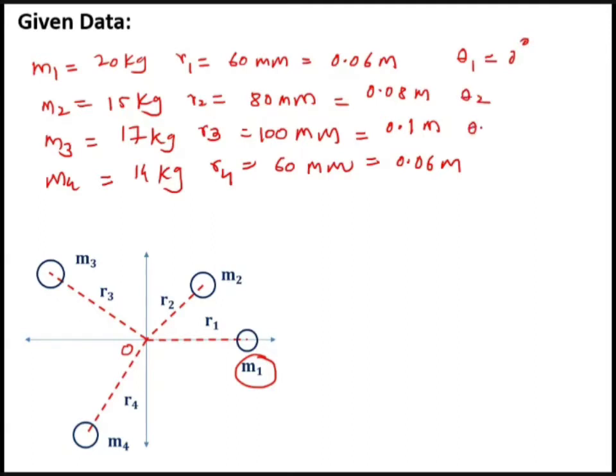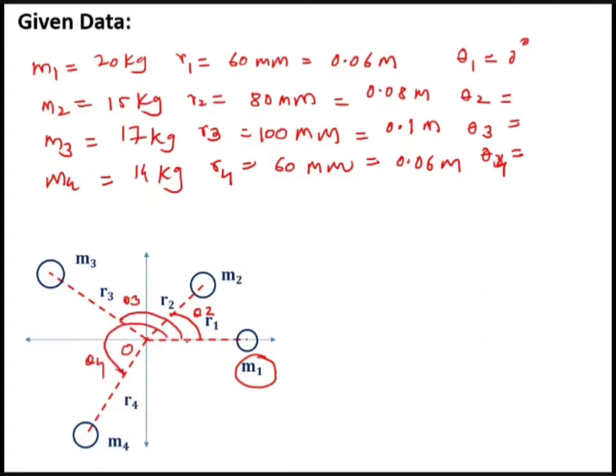Then we have to find out theta 2, theta 3, which is actually given, and theta 4. Okay. So they have given the angles as 65 degree, 145 degree and 275 degree respectively for M2, M3 and M4, measured in the anti-clockwise direction. Means what? They have given this angle theta 2. They have also given this angle theta 3 and they have also given this angle theta 4.